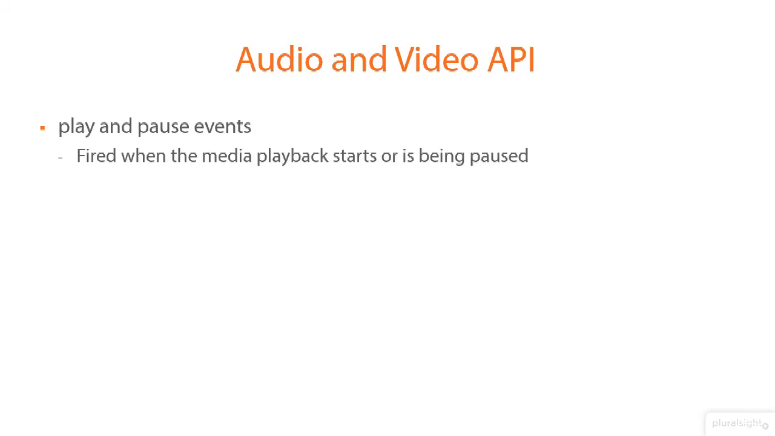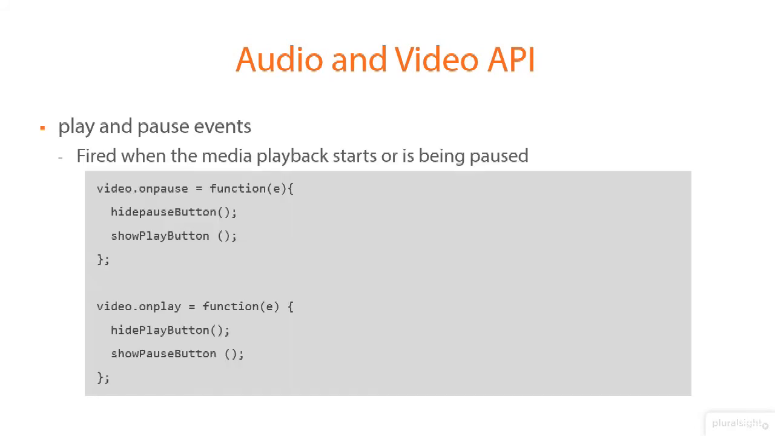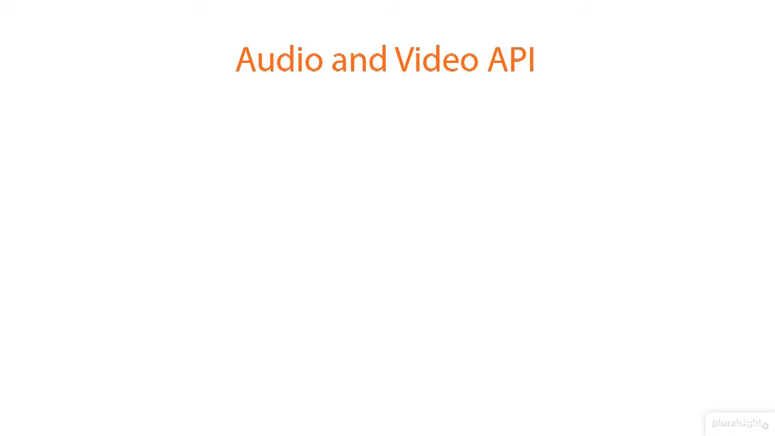If we want to be notified about changes in the media playback, so that we, for example, can change a play button into a pause button, we can use the play and pause events. In the code you see here on the slide, you can see that upon pausing the content, we call code to hide the pause button and show the play button. And in the play event handler, we do the opposite.